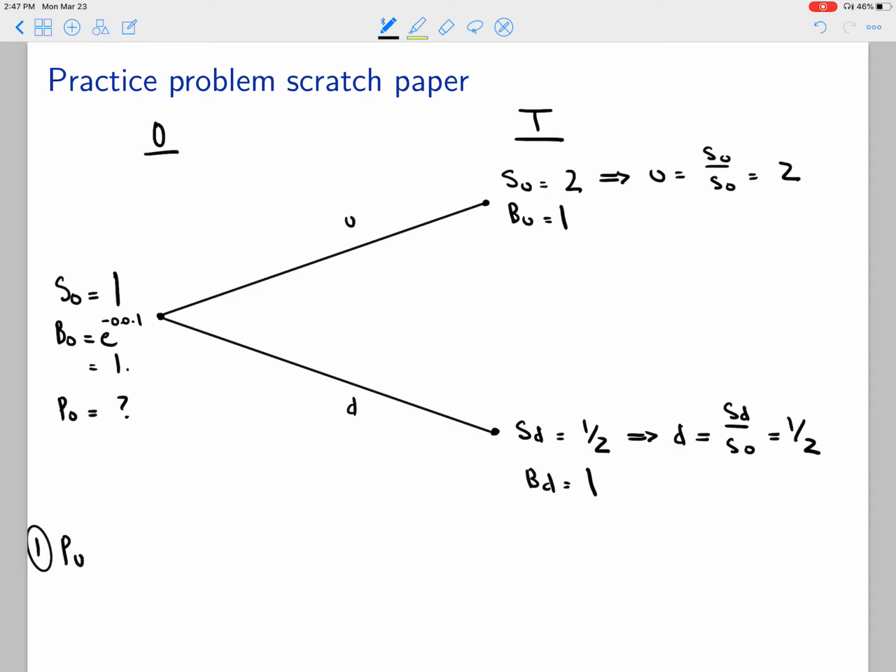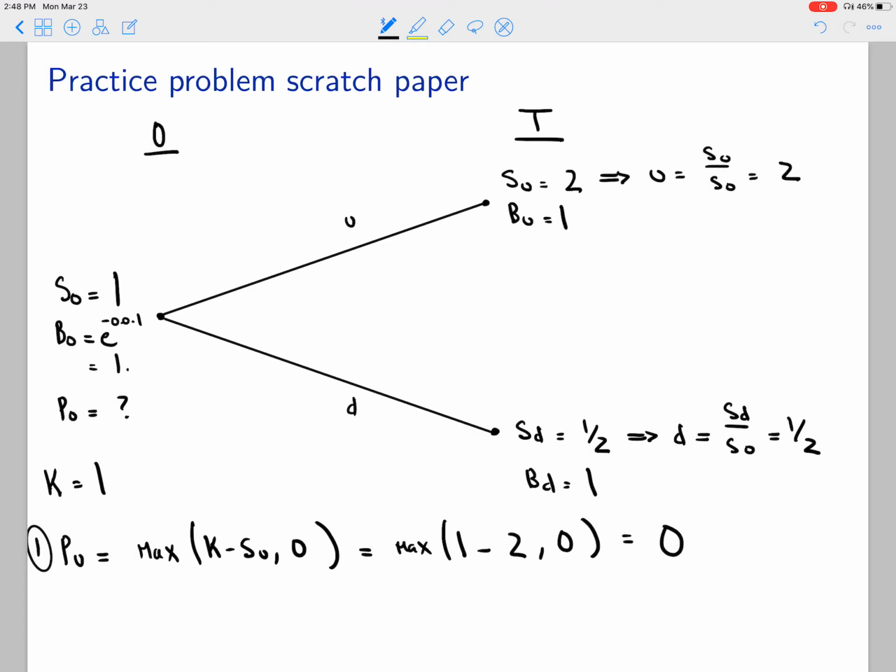Okay, so the put's payoff in state U is going to be given as follows. It's going to be equal to the max of K minus S sub U, and 0. Okay, the strike K in this problem is what? It's an at the money put option, so it's $1. If we plug in our inputs, the payoff to the put in the up state is equal to the max of the strike, 1, minus the stock price in the up state, 2, and 0, which is just 0. Okay, so the put's payoff in the up state, we'll add it to our model, is just equal to 0.